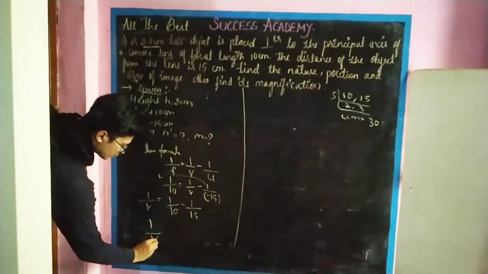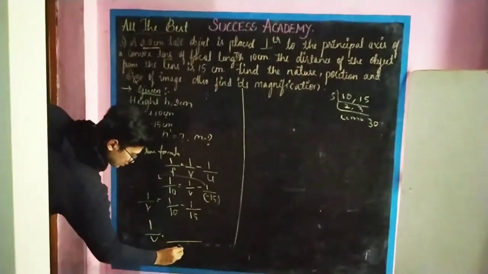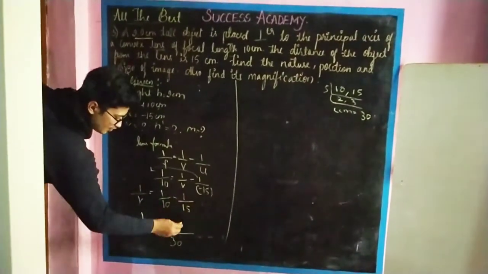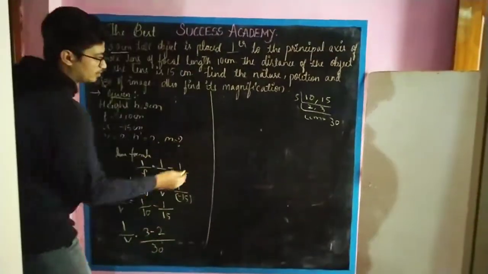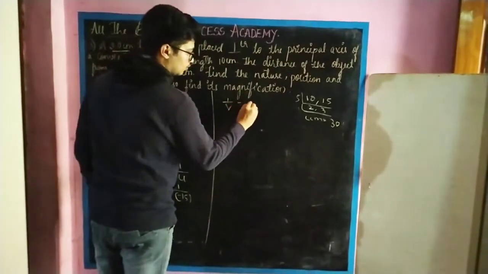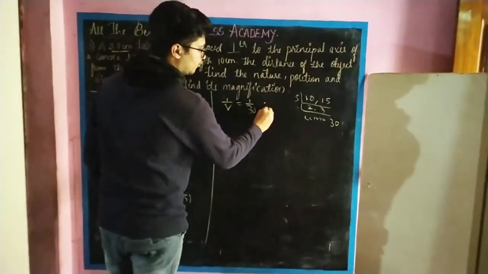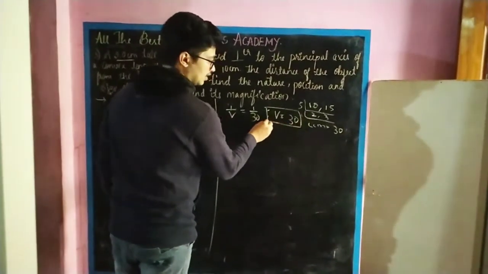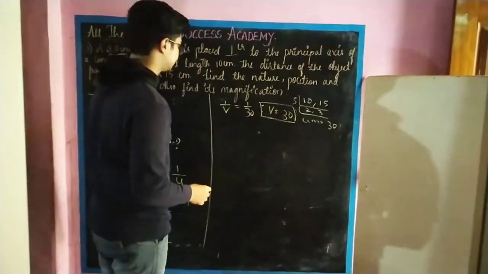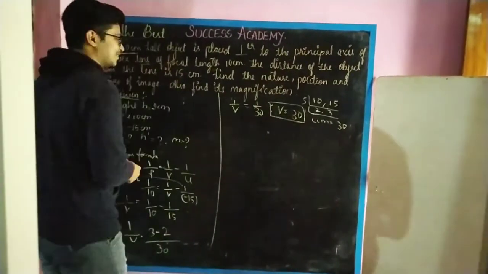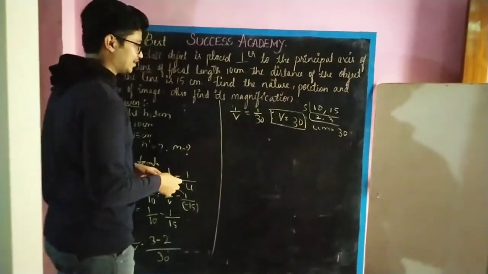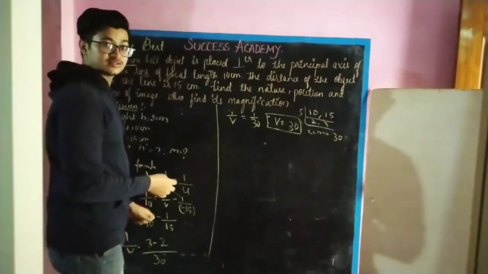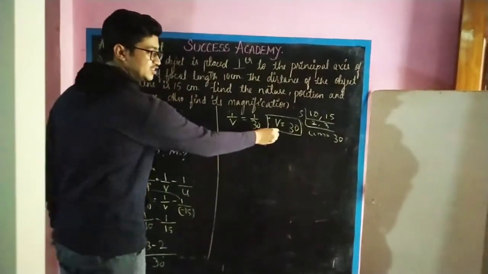1 by v is equal to 30 LCM. 10 3s are 30 minus 15 2s are 30. 1 by v is equal to 1 by 30. Therefore, v is equal to 30. Image distance is 30. Image distance 30. Next. Start again there. Image distance is 30, friends.